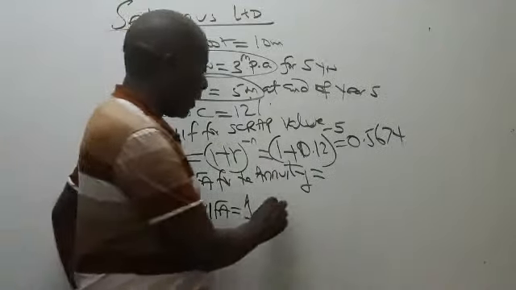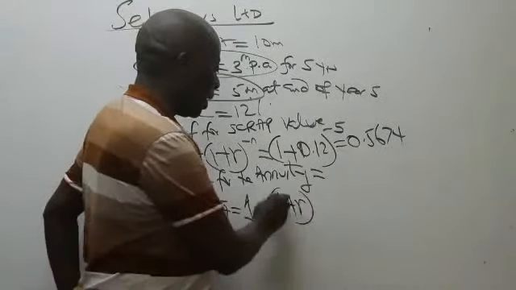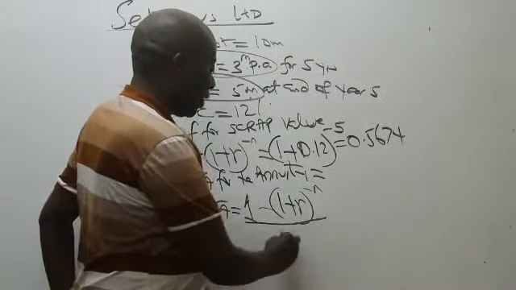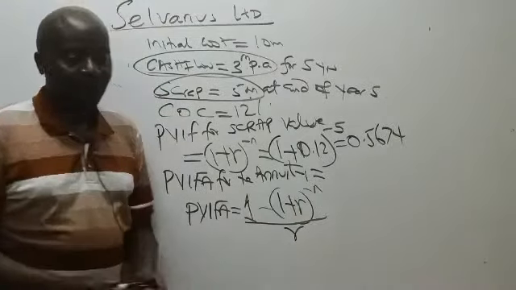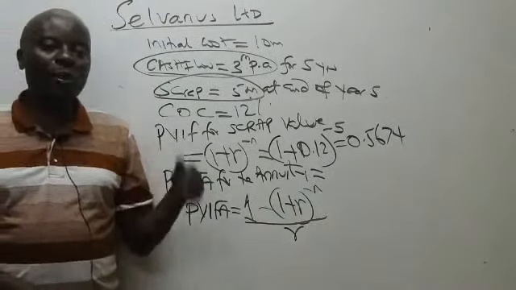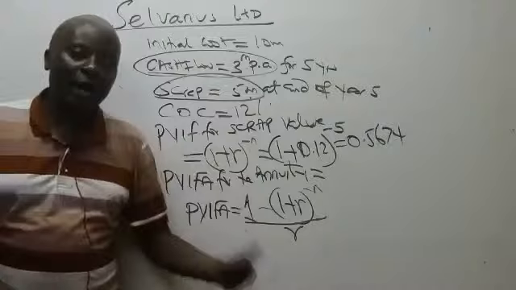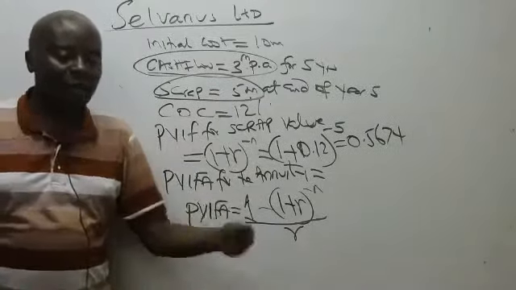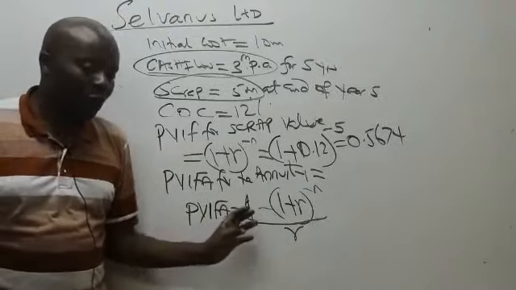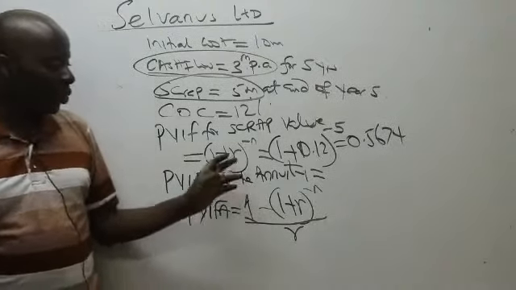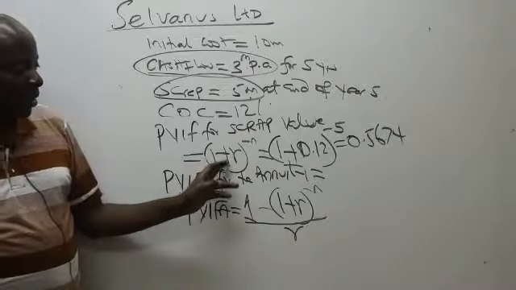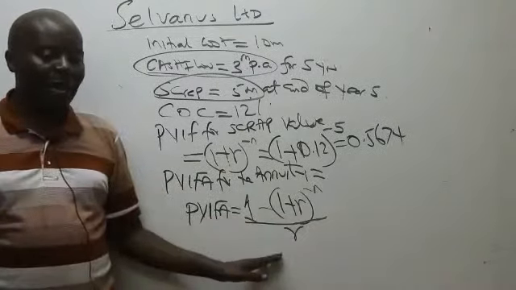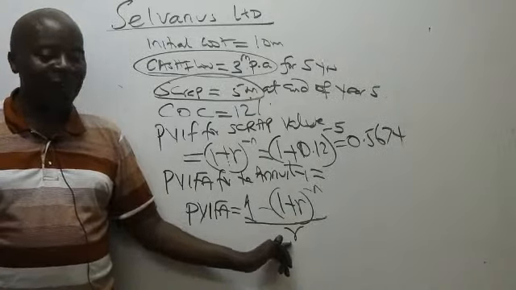So it will be 1 minus 1 plus R raised to negative n, and then everything to be divided by R. Quite interesting. So when they talk of PVFA, R means beginning. We are starting from scratch in terms of our numbers. It will be 1 minus a shorter formula, and then everything divided by R. Please ensure that you are writing your R very well.